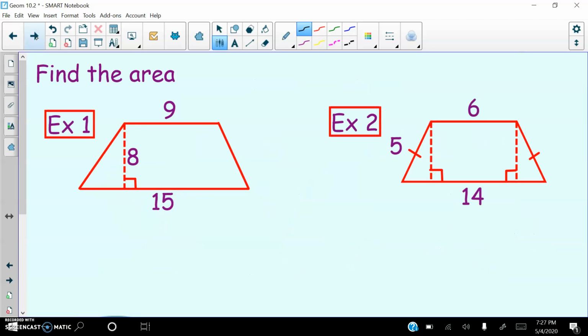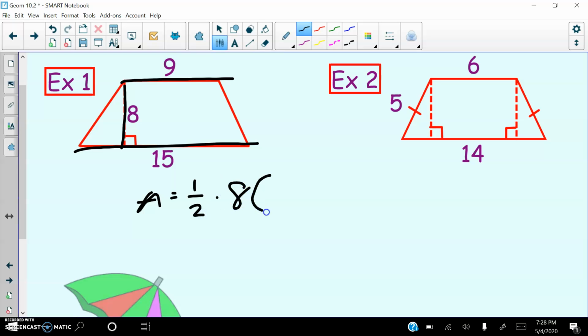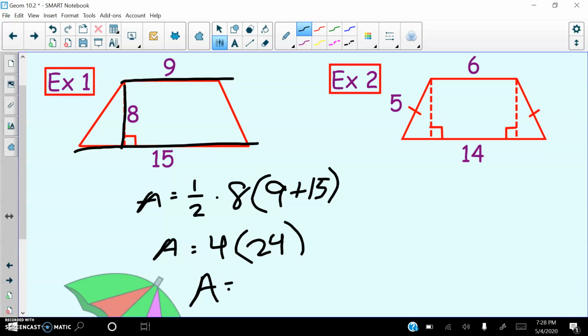Alright, so this first example, we've got a trapezoid. One of our bases is 9, the other base is 15, and the height is 8. So the area is 1/2 times the height 8 times the two bases added together. 1/2 times 8 is 4, and 9 plus 15 is 24. So the area is 96. If I was giving you units, I would expect the units to be squared.